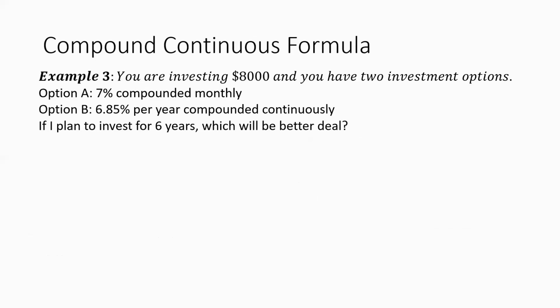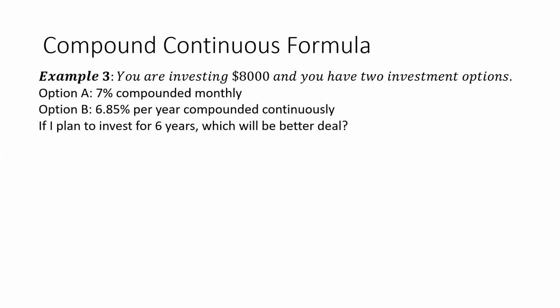Okay, so let's see the two standard formulas in practice. So here we have a question. We're going to compare two different investment options. We invest $1,000, and option A is I could have it compounded monthly at a rate of 7%, or I could have it compounded continuously with a rate of 6.85%. And I'm planning to invest for 6 years. So I'm going to figure out which is the better deal.